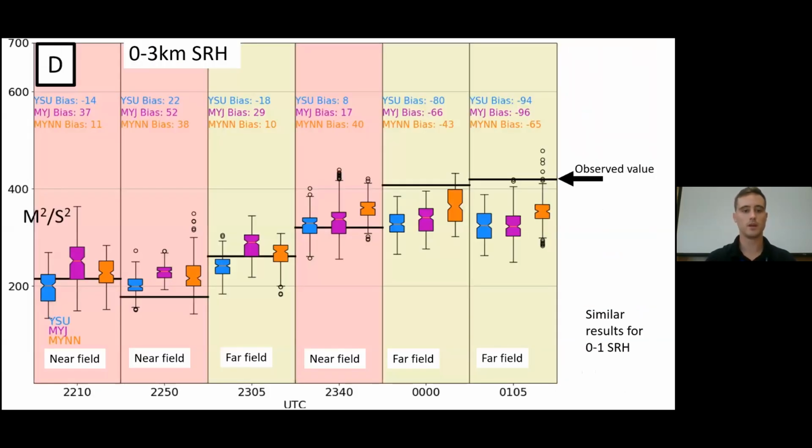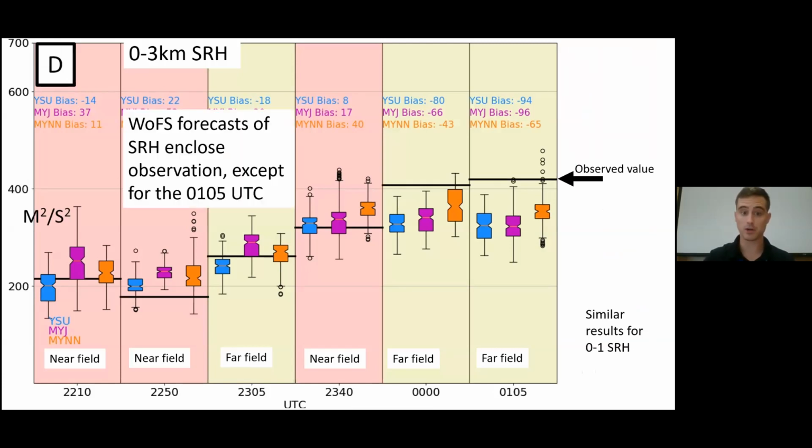Okay. So now looking at 0 to 3 kilometer SRH, so back to kinematic variables, again, observed values on the horizontal black line. Quick look, WoFS does a pretty good job again. Perhaps maybe the 0105 UTC observation where there's a slight under forecast, but that's the only one falling outside the 25 to 75 percentiles. And again, no scheme is consistently predicting smaller errors relative to the observations.